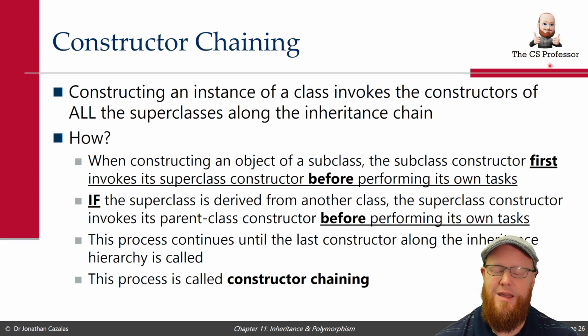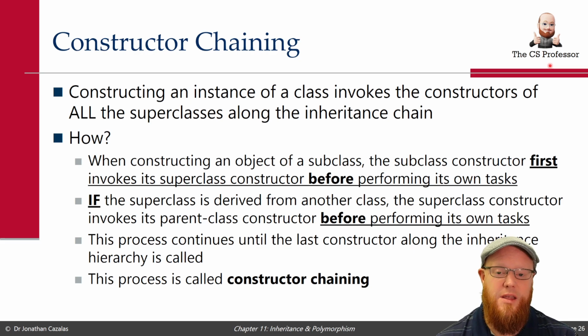When you construct an object of a subclass, and of course, everything is a subclass of at least object, right? So even if you have a class that does not explicitly extend some other class, it still implicitly extends the object class, right? So when constructing an object of a subclass, that subclass constructor first invokes the superclass constructor before performing its own tasks. That happens implicitly if you don't do it explicitly.